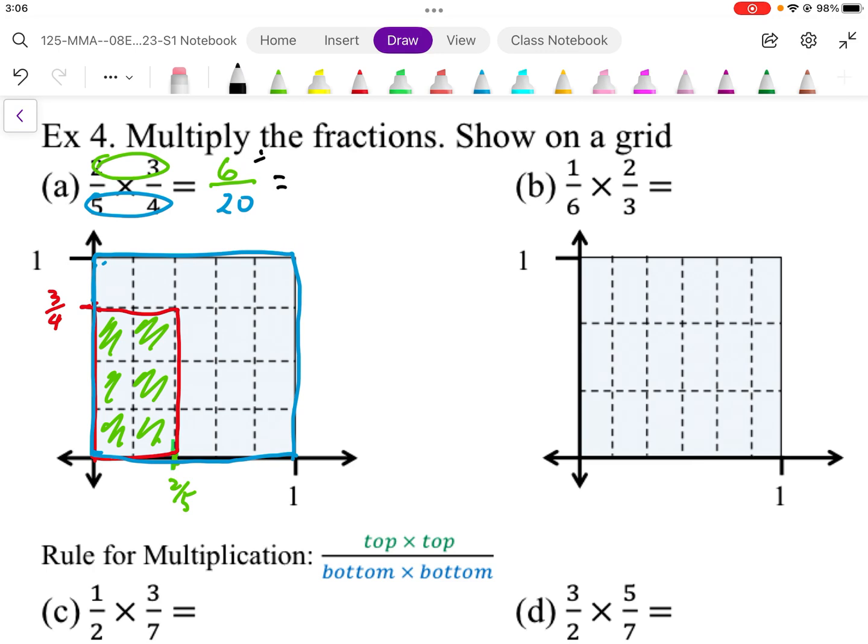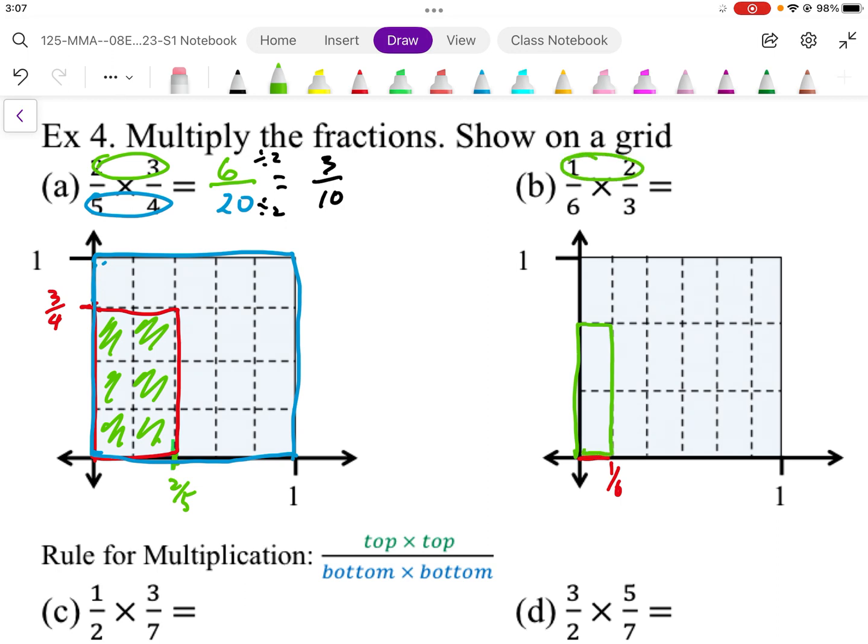I can simplify this by dividing the common factor, and I get 3 out of 10. So 6 out of 20 or 3 out of 10 would then be the correct answer, and we can see that from the grid. So 1/6 times 2/3, well, 1/6 is going to be this length here. The 2/3 is going to be this length here. So then my area is going to be these 2 parts.